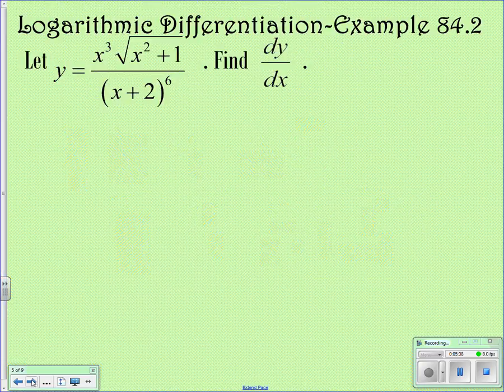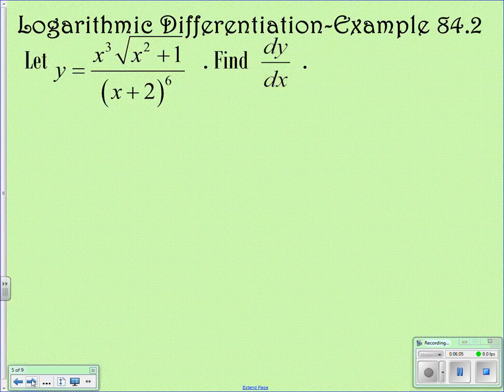If you look at this one, if we were going to do it without log differentiation, we'd have to do both the product rule and the quotient rule for this problem, which is doable. It's maybe not as fun or as easy as log differentiation, but it is possible. So if you don't want to do log differentiation, you could do that on this one. But we're going to practice using log differentiation.